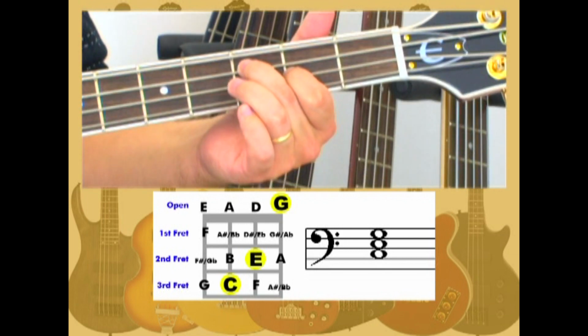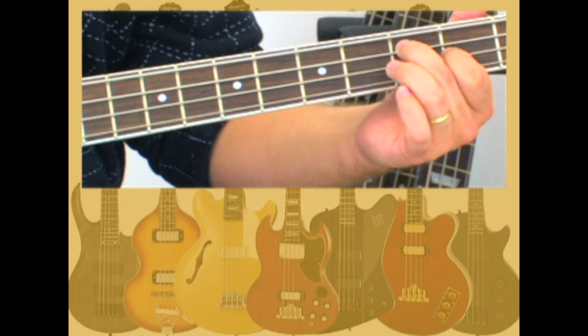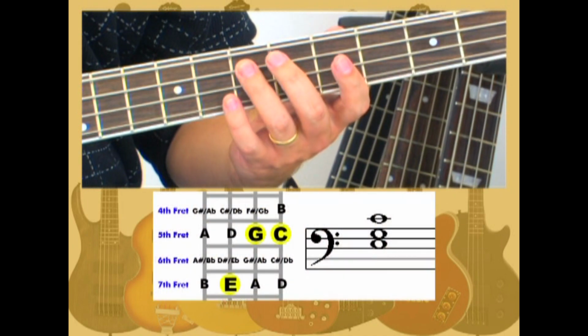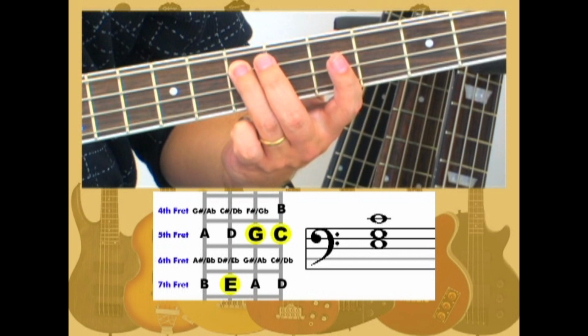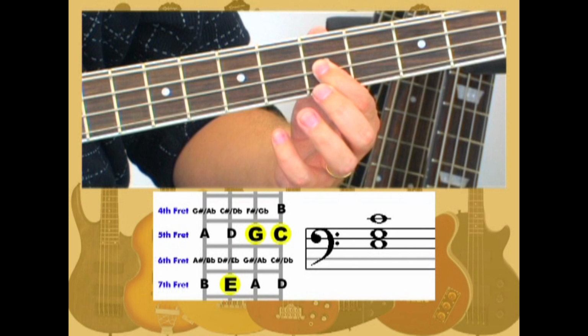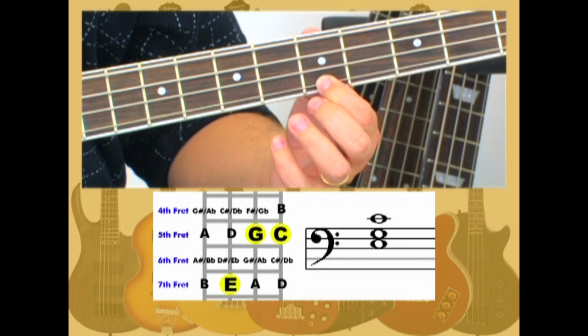The next inversion is found by moving to the next chord note on the 3rd string, E on the 7th fret, and playing along with it G on the 2nd string 5th fret and C on the 1st string 5th fret.